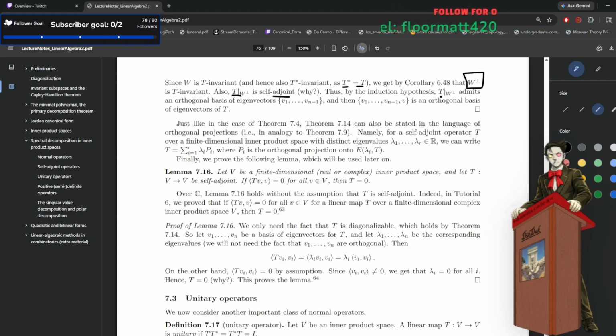Thus, by the induction process, T restricted to W orthogonal admits an orthogonal basis of eigenvectors v1 through vn-1, and then v1 through vn-1 with v is an orthogonal basis of eigenvectors of T. By the way, if we say v1 through vn-1, this v is going to be in the orthogonal complement, so it's going to be linearly independent. To get the rest of the vectors, you just have to add v to v1 through vn-1, and you get the rest of the basis for the orthogonal complement, or the standard W.